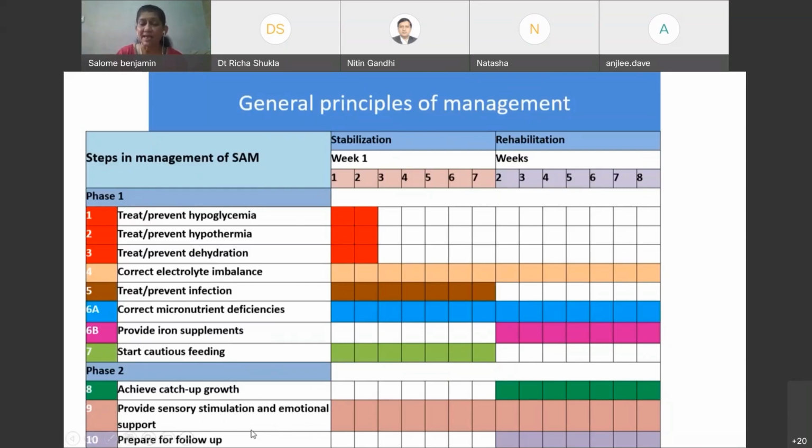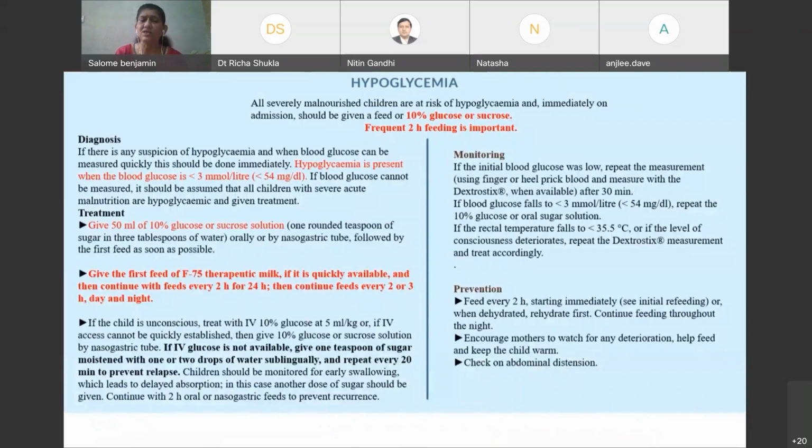You can touch the child's body with your hand, all over the surface, carry him, put him near your body, skin to skin touch. That is very, very important to stimulate, and the child will get emotional support plus sensory stimulation. The child's appetite will improve, the child will start responding, and then you can start cautious feeding. So, a few busy slides. This is all there on our website.